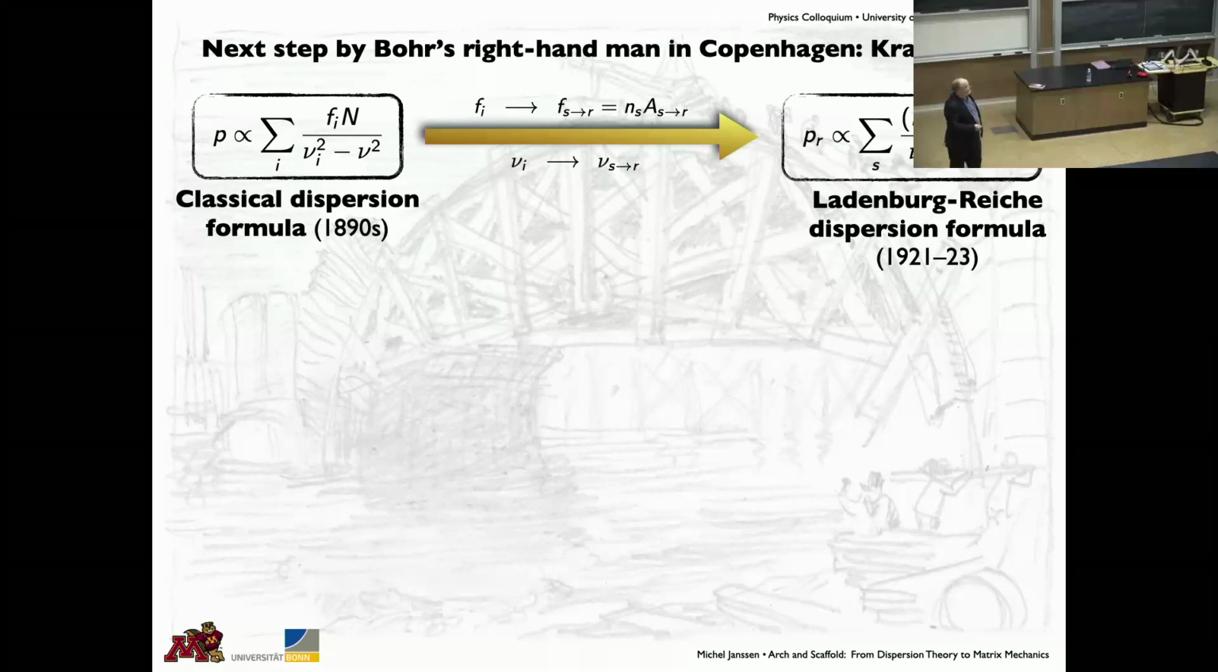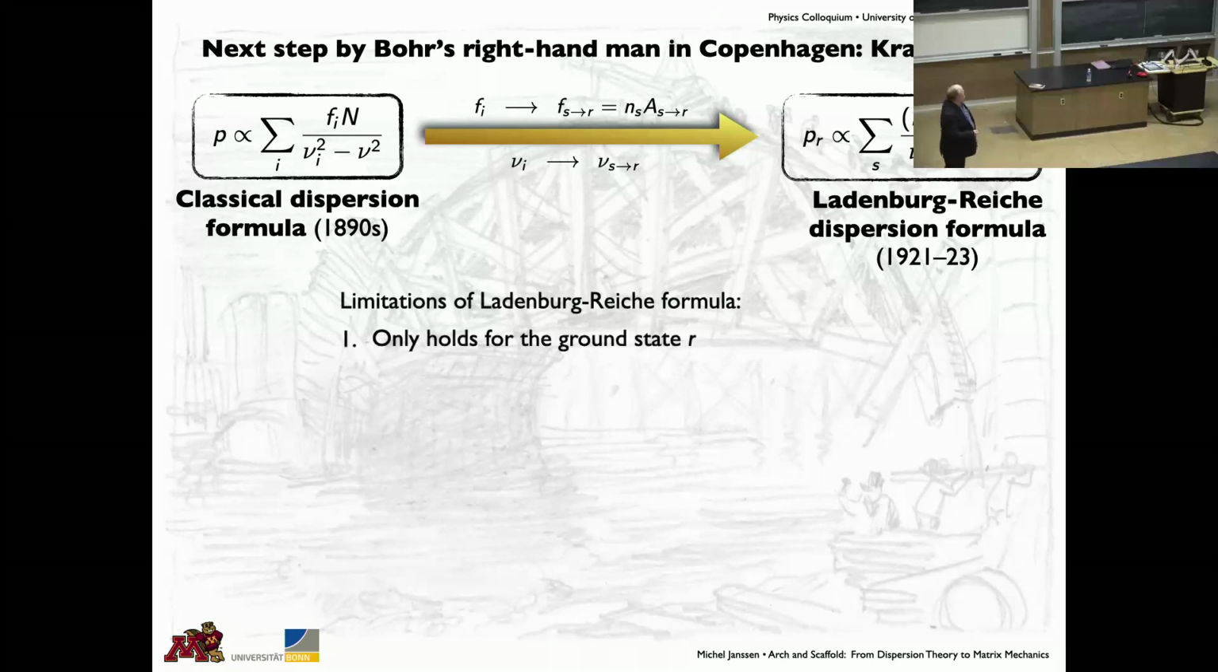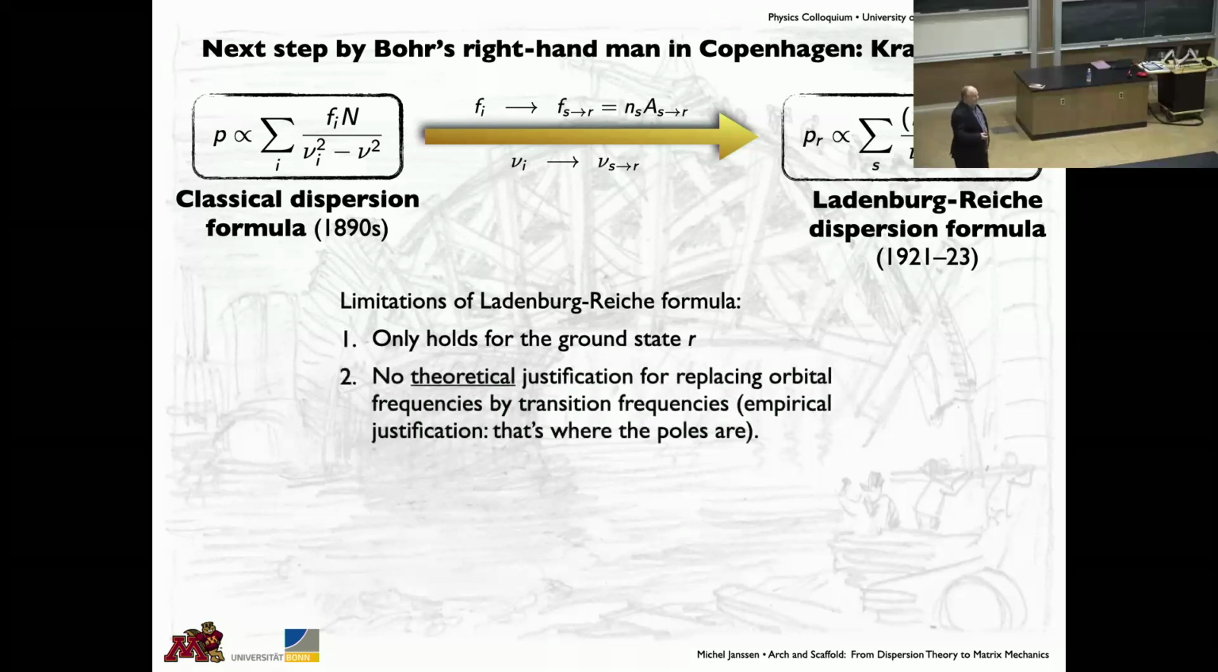Now, it has two limitations. A, as I mentioned, it only holds for the ground state. And B, I haven't really said anything about replacing orbital frequencies by transition frequencies. They just did that because they knew that that was unambiguously what the data were telling them. There's no theoretical justification for this.